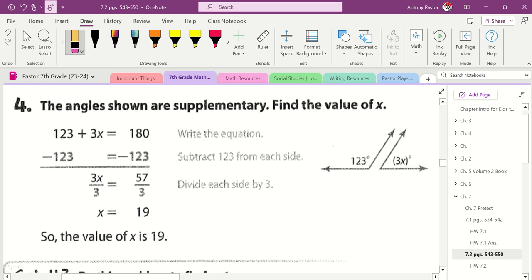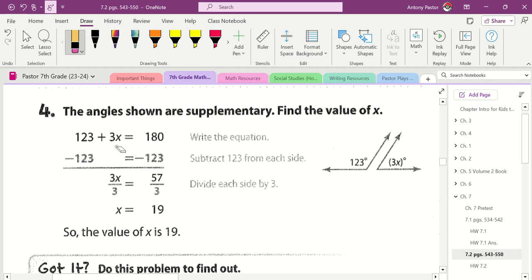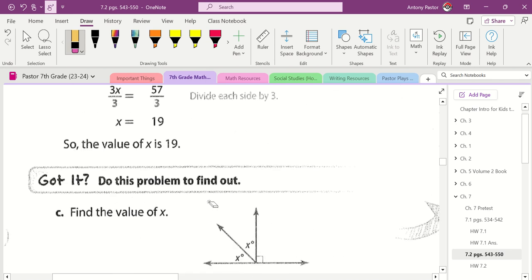If we were to solve this correctly, again, it'd be 123 plus 3x equals 180. Subtract 123 from both sides. 3x equals 57. Divide by 3, x equals 19. That's how we would solve that one.